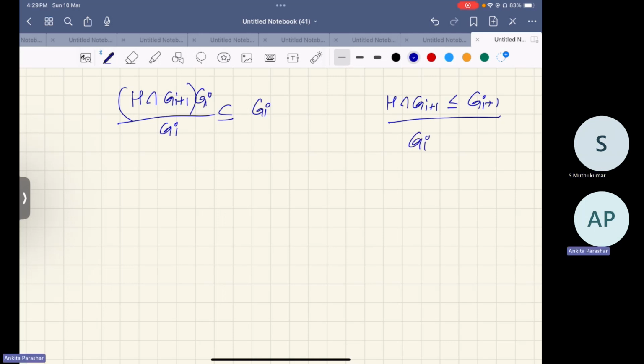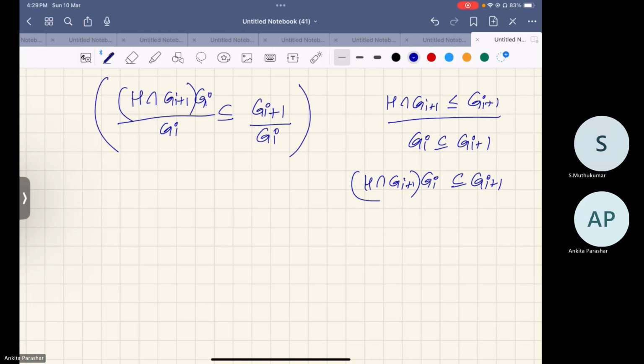And Gi is also contained in Gi plus 1. Do you agree? Yes. So what about the product? Can you say something about that? Is that contained in Gi plus 1? Because it is a group, right? We are talking inside a group. Both are groups, right? So this is nothing but this. Can you say this? Yes. Using this fact, we can say this.